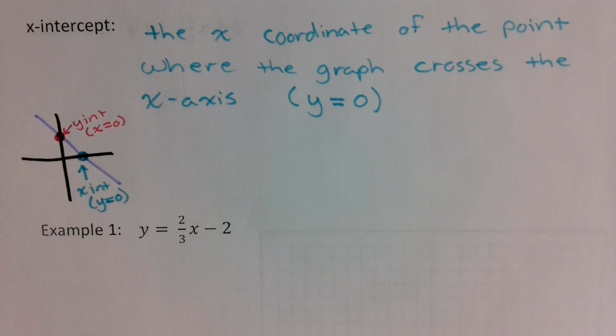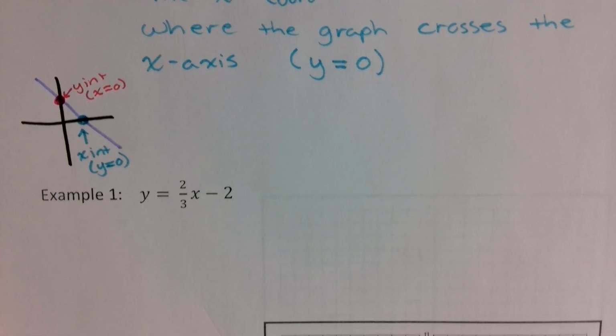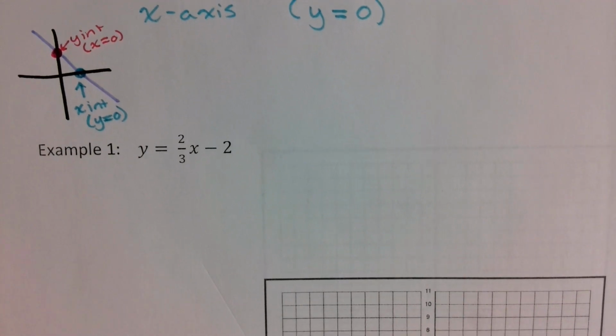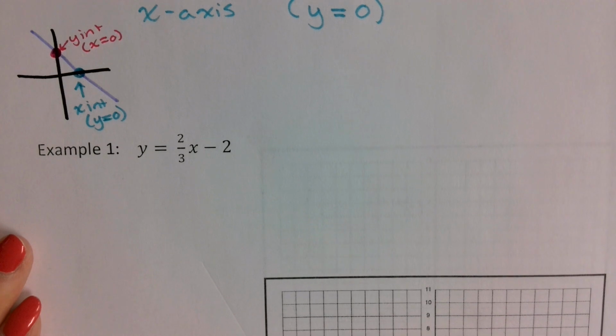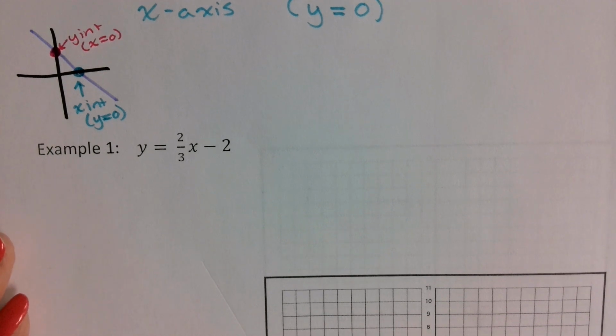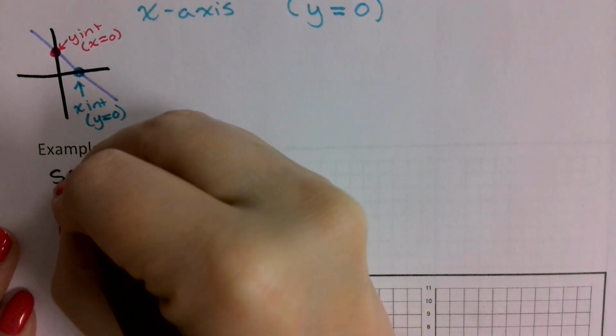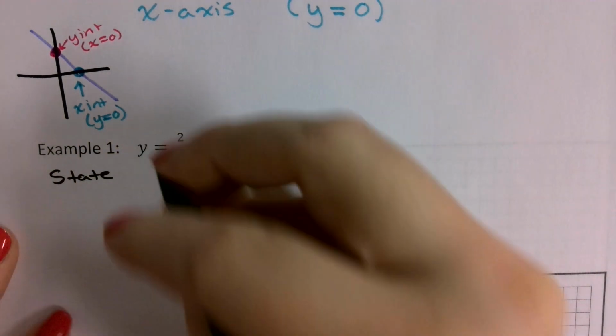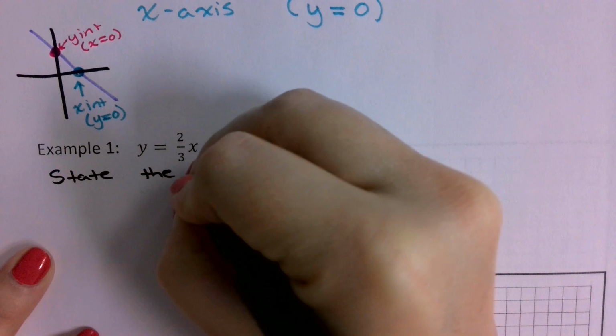Okay, so sometimes the equations that are given to you are going to be in your slope-intercept form. And all you have to do is first state what the intercepts are, and then you can just graph the intercepts. If you know what your intercepts are, you can graph those 2 points and then connect them, and that creates your line for you. So the first thing that we want to do in this situation is state the intercepts.